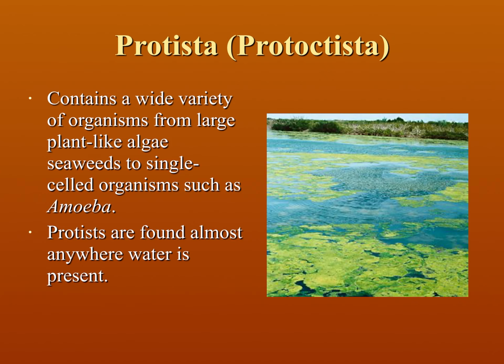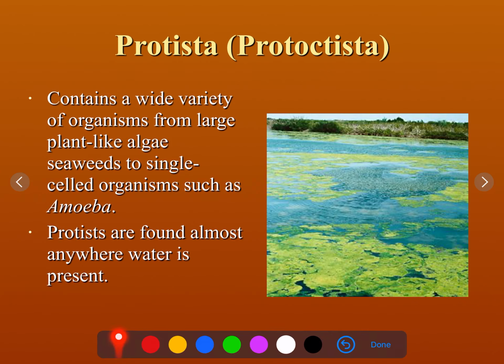Okay, so on to protists next, or protista, and this diagram here is in here for a reason. This green algae is an example of protista. So in the old system, people probably would just have thought that this is a plant, whereas it's actually not. It's in the protist family. So this is a really diverse kingdom. There's loads of different types. It even includes plankton as well. So protist contains a wide variety of organisms, from large plant-like algae, seaweeds, to single-celled organisms such as amoeba. Protists are found almost anywhere water is present.